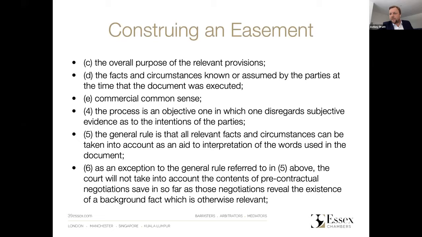C, the overall purpose of the relevant provisions. This heading was discussed in the case as whether the safety meant safety just for the pilots or safety for those on the ground over the defendants. It seemed to me to have been uncontroversial that the easement would have to protect the safety of those on the ground, on the claimants' and defendants' land, as well as the safety of the pilots. After all, of course, the purpose of the grant was to allow the pilots to fly in and out.